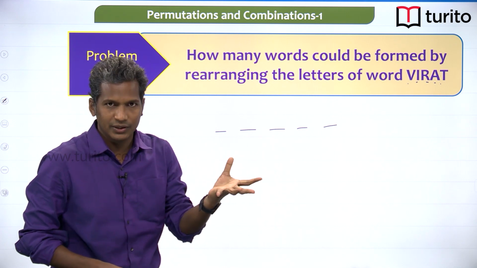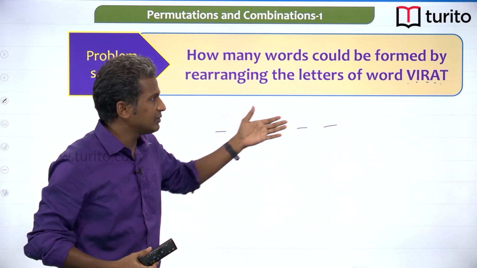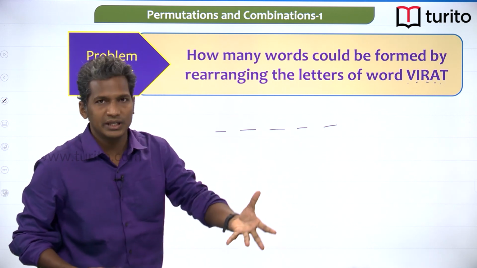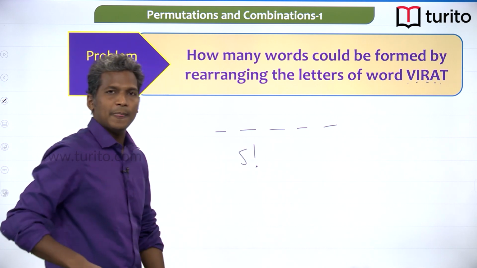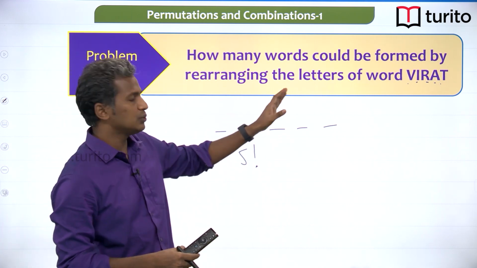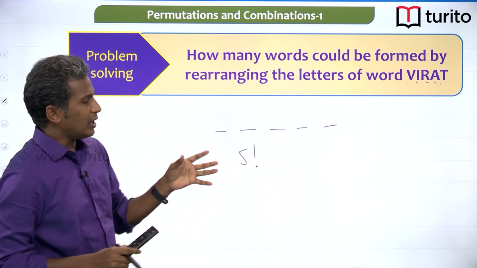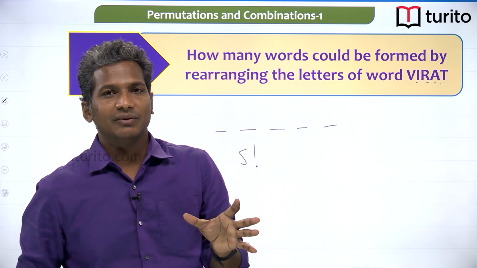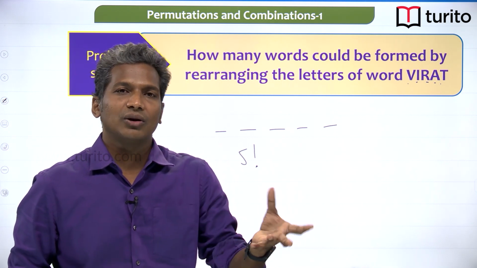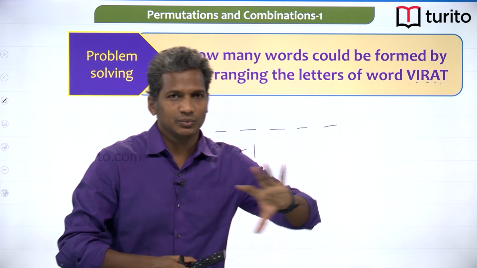In how many ways can we do that? We have just learned it. 10 people 10 seats, 5 people 5 seats, 5 letters 5 places, the value is going to be 5 factorial. 5 into 4 into 3 into 2 into 1. But whenever we say word here, it need not have a meaning. If you arrange letters in a particular order, it becomes a word linguistically. So, just move on with that.